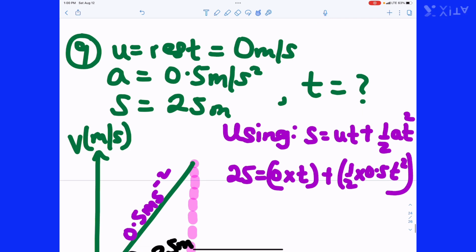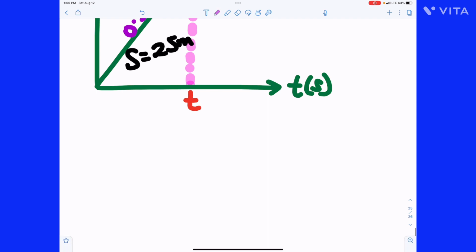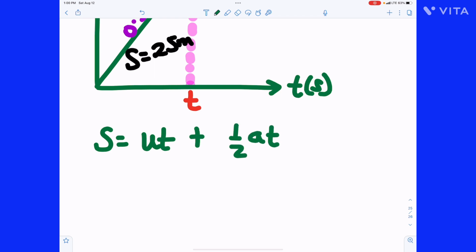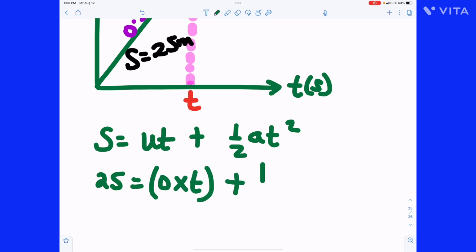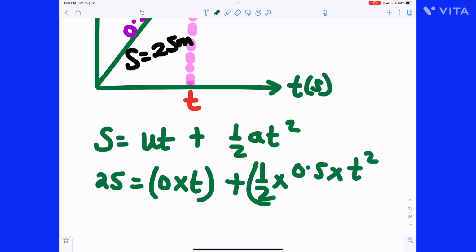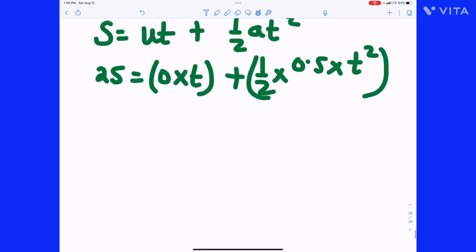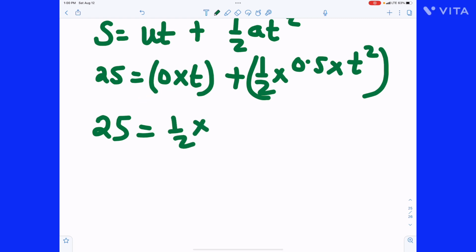I hope you are getting that. Let me make things more spacious. Using S equals UT plus half AT squared, I know my distance. The initial velocity is 0. Time, I don't have it, I'm just looking for it. Half times A, which is 0.5 meters per second squared, times T squared. That means 25 meters is 0 plus half times 0.5 times T squared. 0 times T is 0, that will disappear.